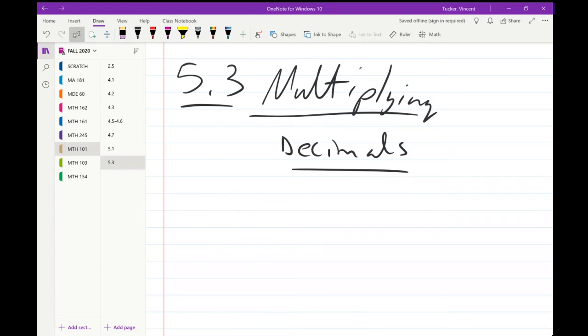All right, so last class we ended off with adding and subtracting decimals. Today we'll look at multiplying and dividing. All right, 5.3.